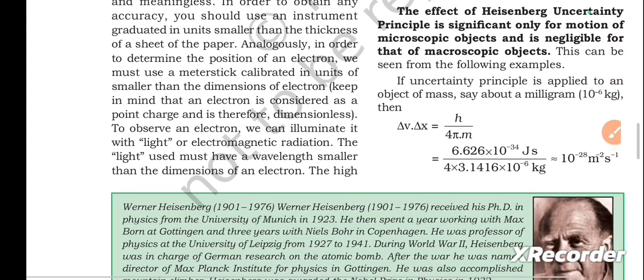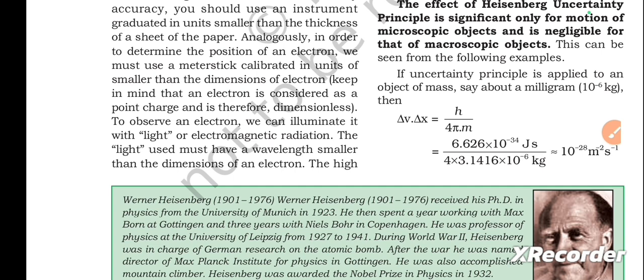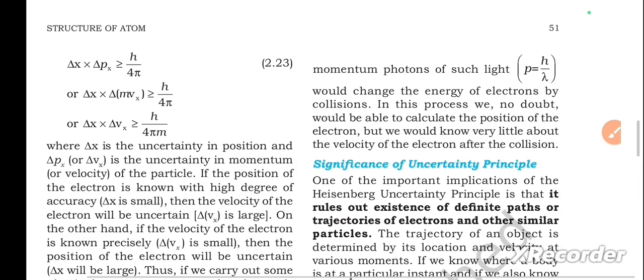To observe an electron, we can illuminate it with light or electromagnetic radiation. The light used must have a wavelength smaller than the dimensions of an electron. The high momentum photons of such light, p equals h by lambda, would change the energy of electrons by collisions. In this process, we no doubt would be able to calculate the position of the electron, but we would know very little about the velocity of the electron after the collision.